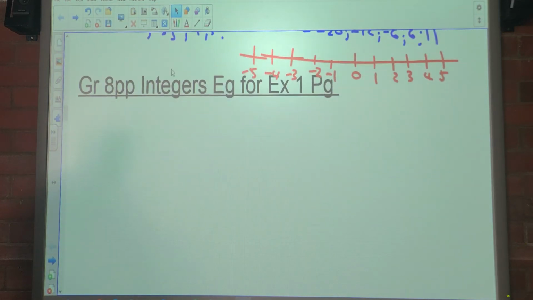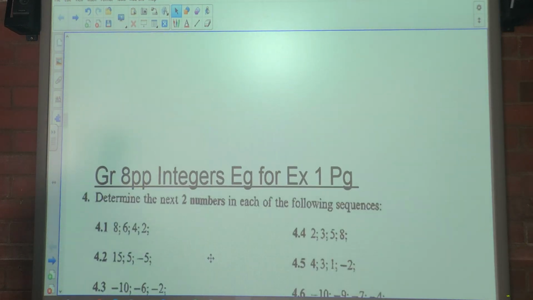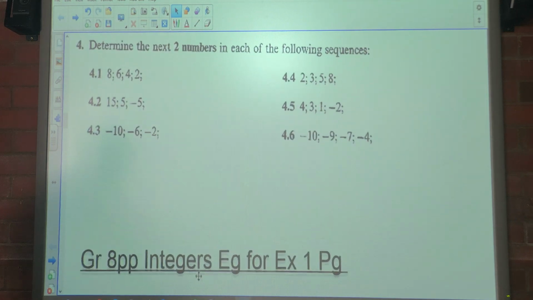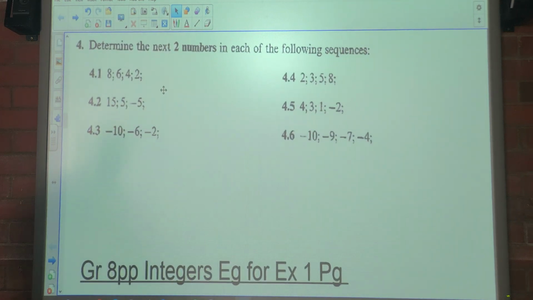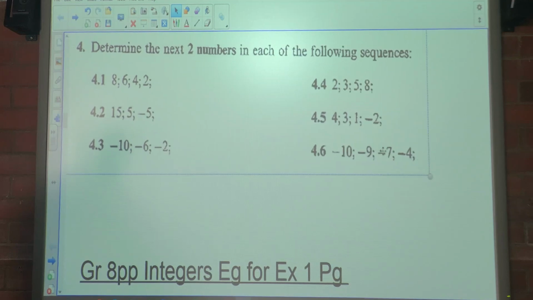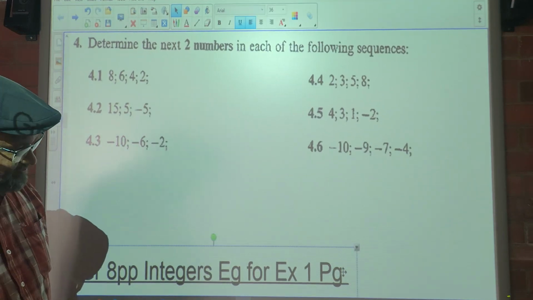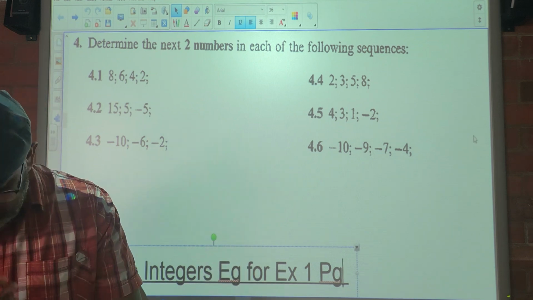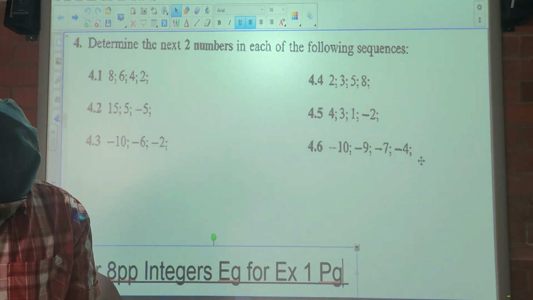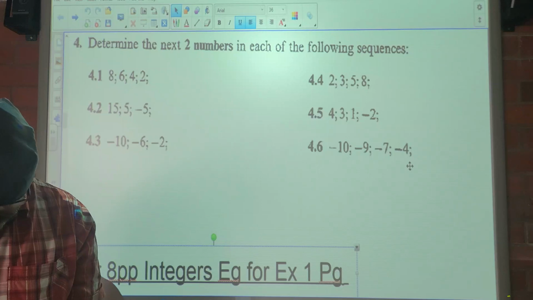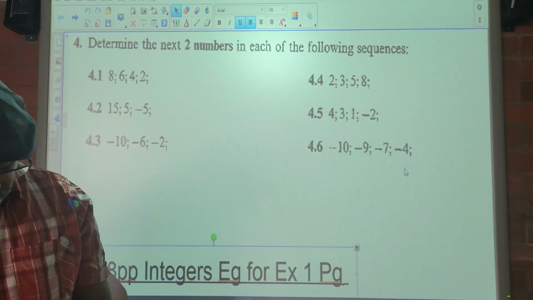Let's look at number 4. I ask you to write the following numbers. Determine the next two numbers in each of the following sequences. Okay, we're on page 41.